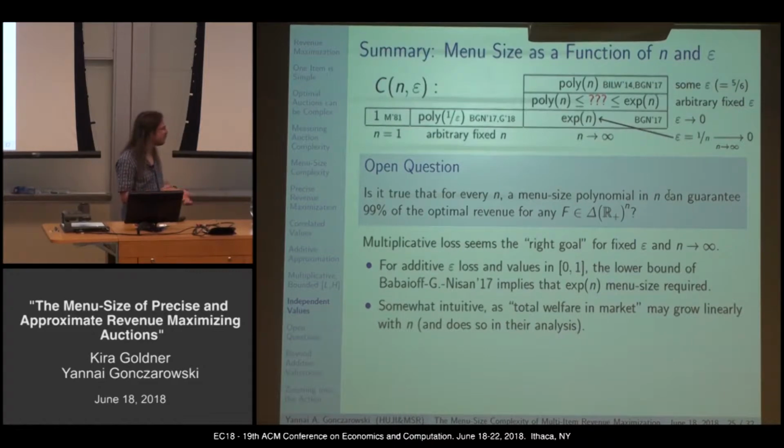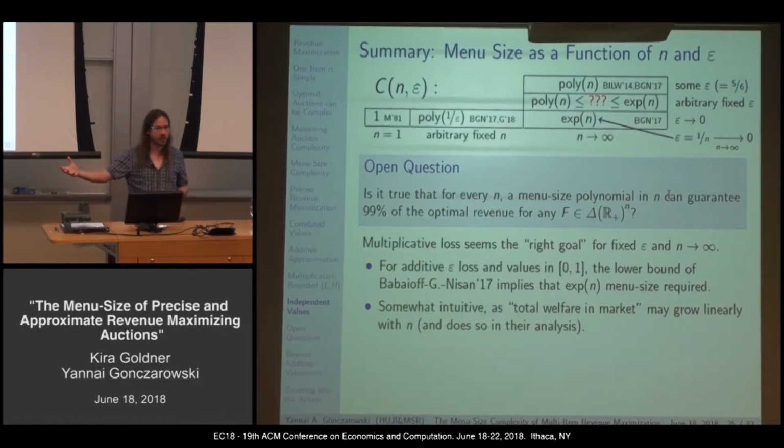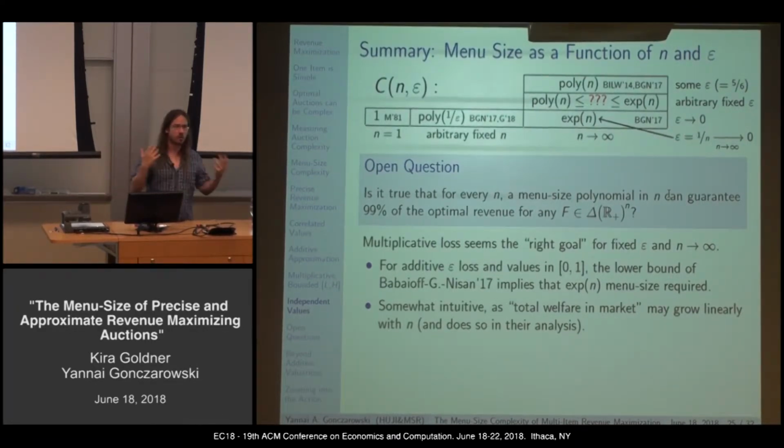But that's somewhat intuitive because the overall welfare in that market grows linearly in n, right? We have n items, each of them 0 and 1 with probability 50%. You take n to infinity, the overall welfare to be extracted in the market goes to infinity as well. So saying that your goal is additive epsilon, where the overall welfare that you can get goes to infinity, it's going to be hard for you to lose only an epsilon because the overall welfare keeps growing as you grow n.